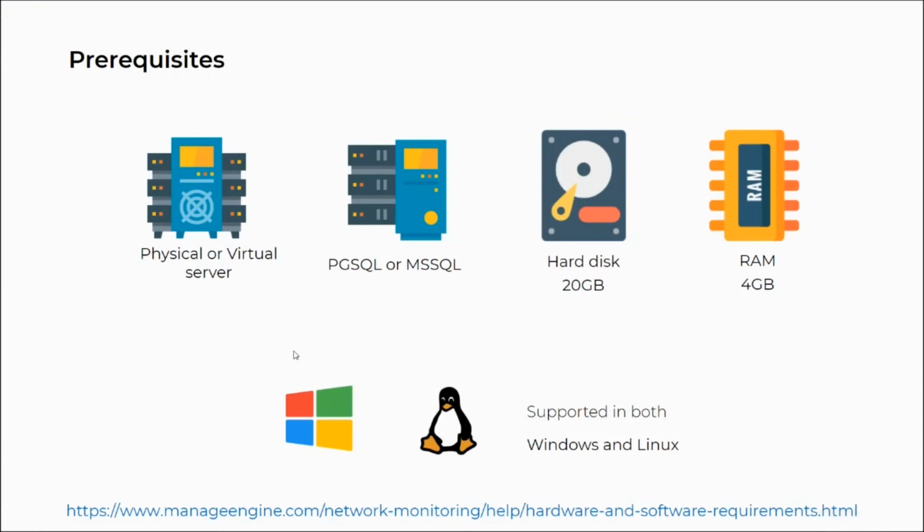You can deploy OpManager either on a physical or a virtual server with a minimum of 4 GB of RAM and 20 GB of hard disk. And OpManager can be deployed on both Windows and Linux servers. OpManager can be installed with the database called PGSQL, which comes bundled with the product, and also Microsoft SQL. If you want to know more about the prerequisites or the hardware and software requirements, you can visit the link which is given at the bottom of the presentation slide.